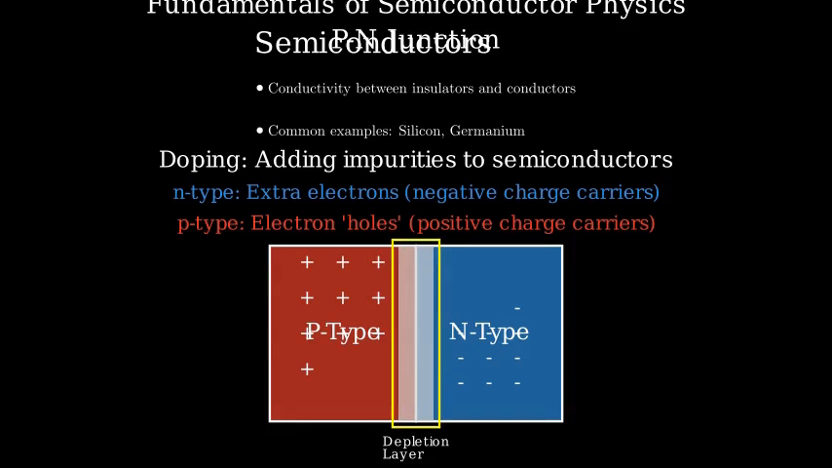As electrons and holes recombine at the junction, they leave behind immobile charged ions. On the N side, we get positively charged donor ions. On the P side, we get negatively charged acceptor ions. These immobile ions create an electric field across the depletion layer, pointing from the N region to the P region. This electric field creates a potential barrier that prevents further diffusion of majority carriers across the junction. Eventually, the system reaches equilibrium, where the diffusion force is balanced by the electric field.